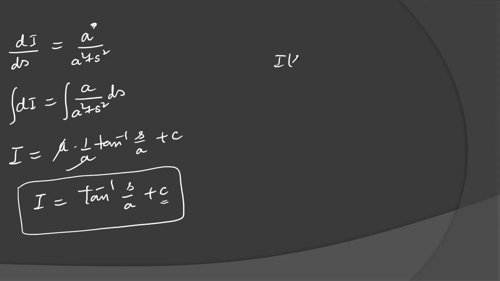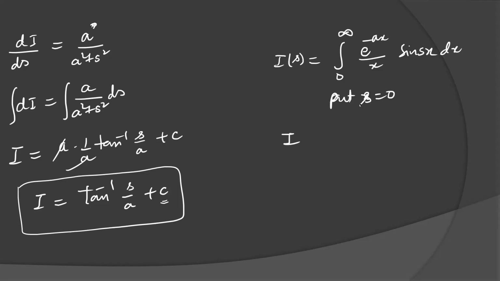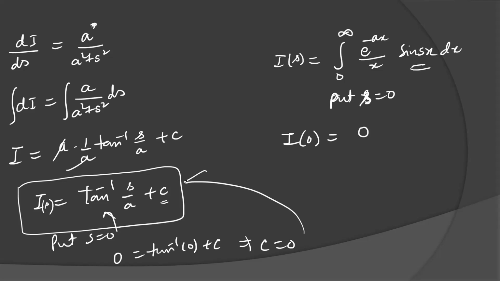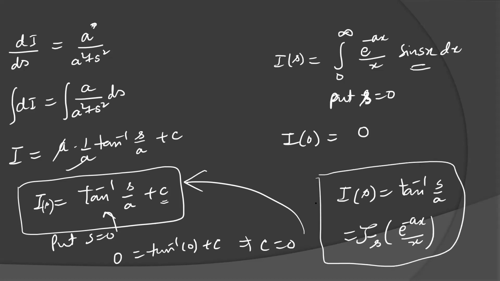So we have I(s), which is nothing else but the integral from 0 to infinity of e to the power minus ax over x, sin sx dx. I have assumed this. Put s equal to 0. So I(0) will become 0 because sin 0 is 0. You put it here because this is also a function of s only. Put s equal to 0 in this equation. So I(0) equal to 0. Tan inverse 0 is 0 plus c. So you will get c equal to 0. Now if you put c equal to 0, your integration is tan inverse s over a. This is nothing else but the Fourier sine transform of e to the power minus ax over x. So this is a very, very famous problem.